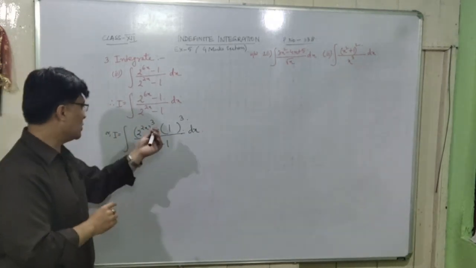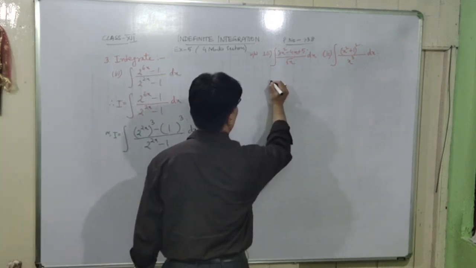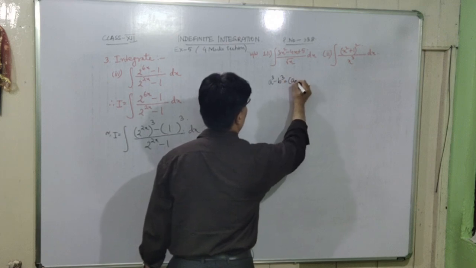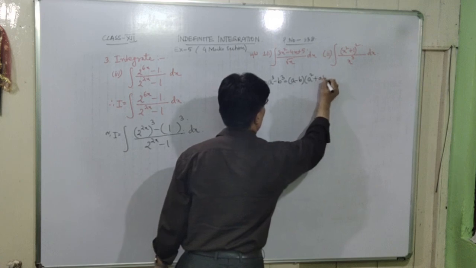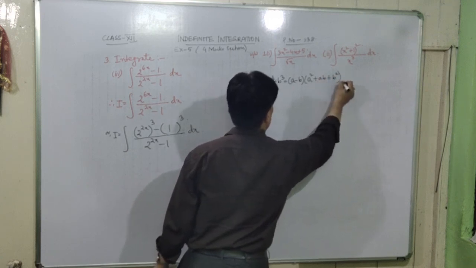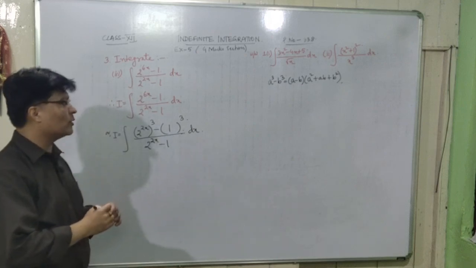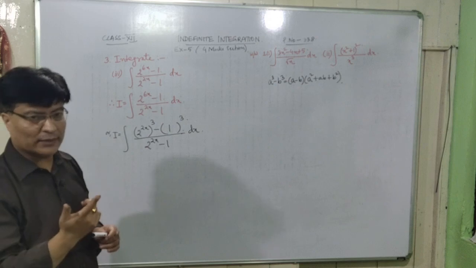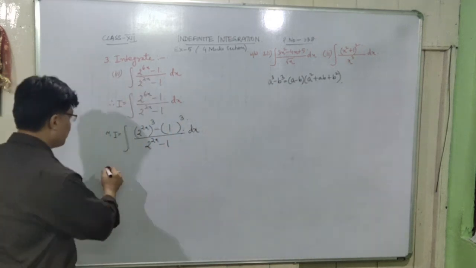Okay, now which formula is used? This is a cube minus b cube. You know the formula. a cube minus b cube is equal to a minus b into a square plus ab plus b square. This is the factor formula, right? So a cube minus b cube is equal to, what is the formula? a minus b into a square plus ab plus b square. So this factor formula must be used in this case.